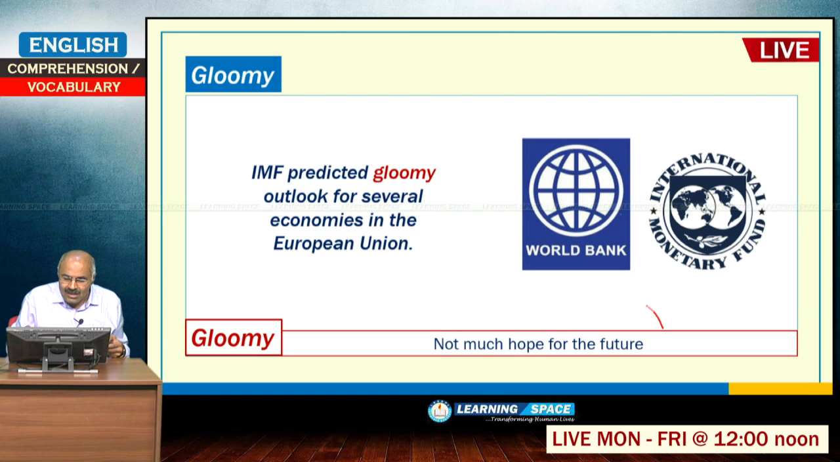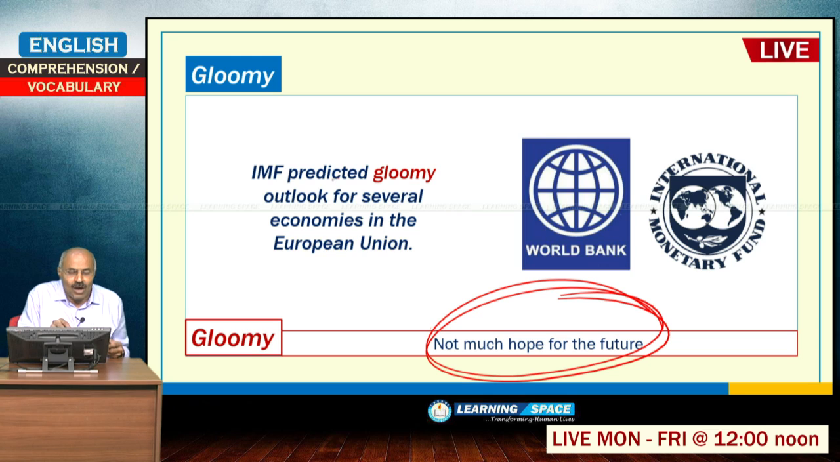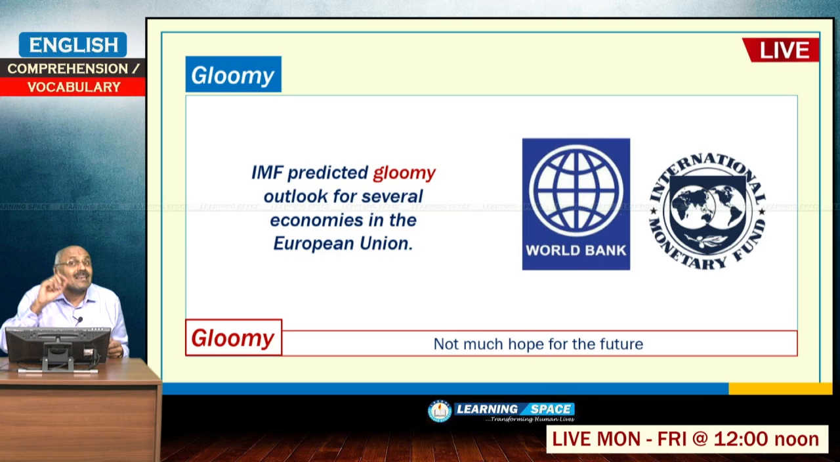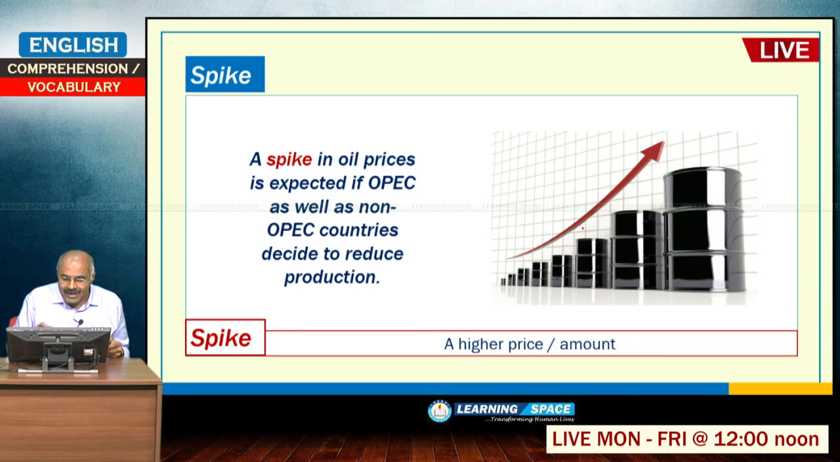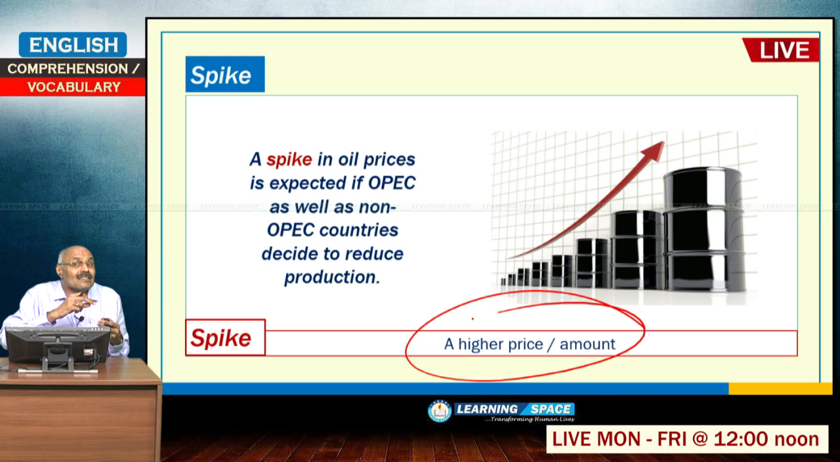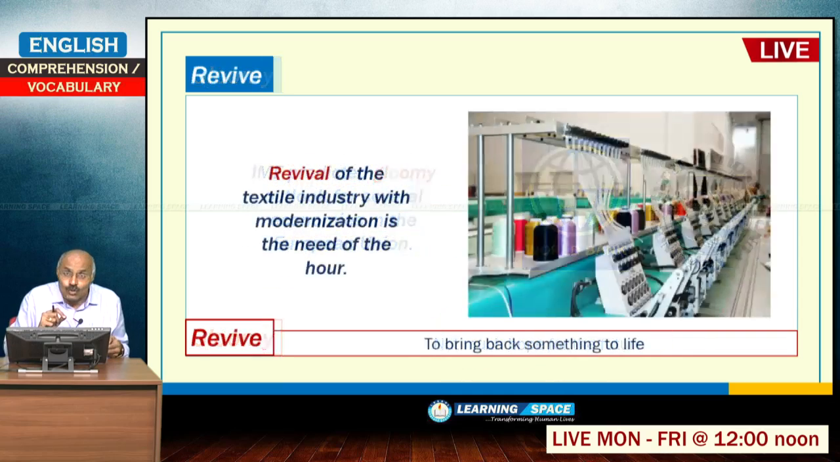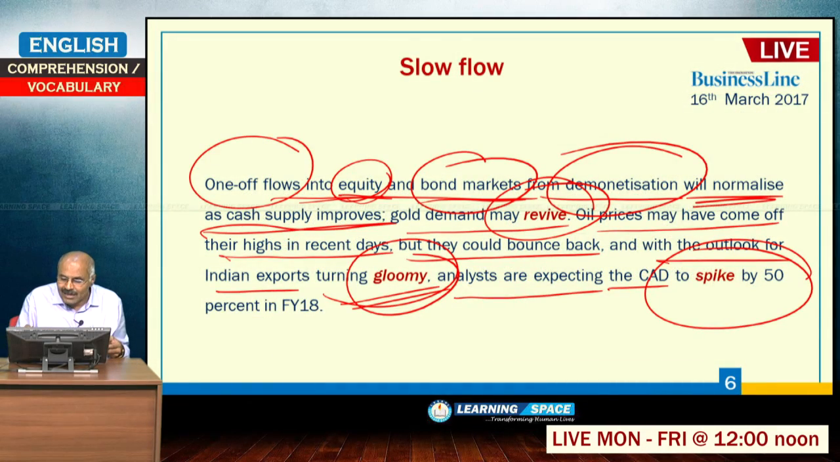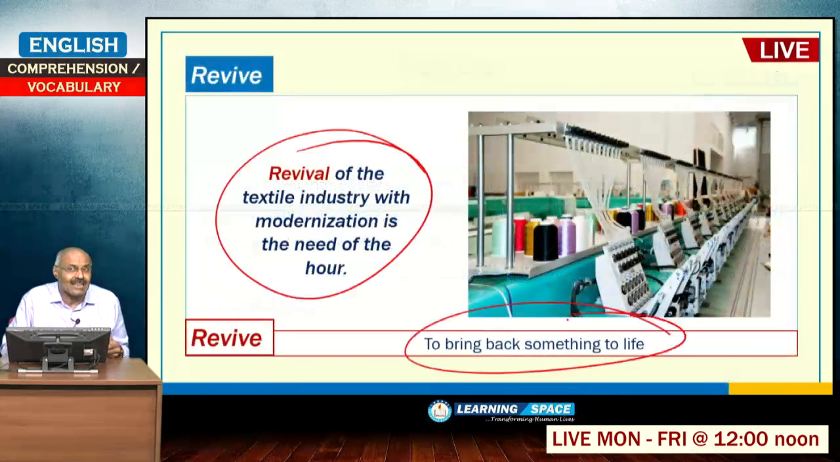So, gloomy means not much hope for the future. He is talking about exports being gloomy, meaning not much hope for the future. For example, the IMF predicted a gloomy outlook for several economies in the European Union. Then spike means a higher price or amount. When something is increased drastically, then you have to use spike. He used spike to indicate that the current account deficit is expected to increase by 50% in financial year 18.